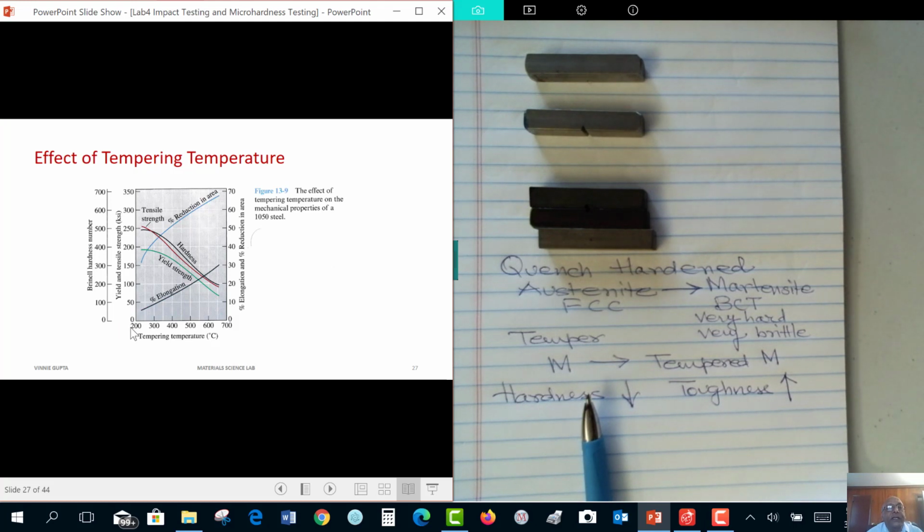So notice, as we increase the tempering temperature, the strength drops, tensile strength, yield strength drops, hardness drops. They all correlate well with each other. And notice the 2 measures of ductility increase. So by tempering, we are paying the price in hardness and strength, but gaining it in ductility and toughness.